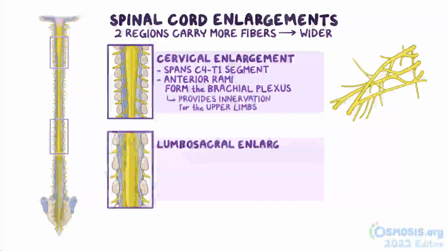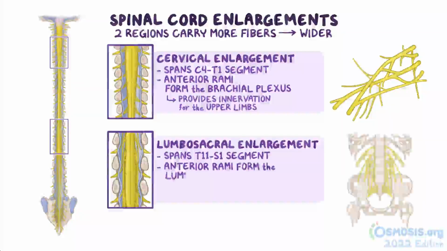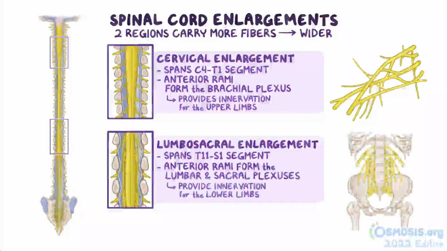The lumbosacral enlargement spans the T11 through S1 segments. The anterior rami of the spinal nerves that arise from most of these segments form the lumbar and the sacral plexuses, which provide innervation for the lower limbs.